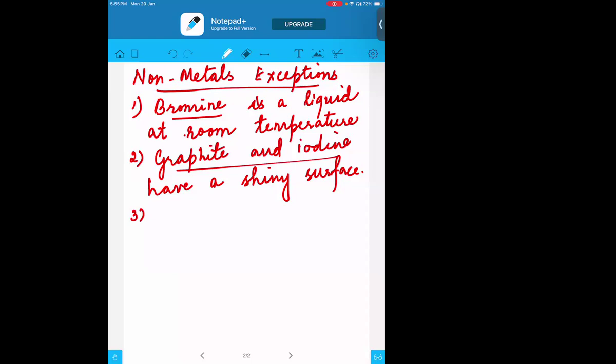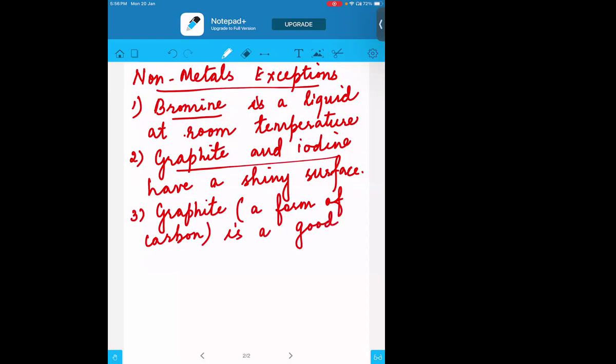Then coming to the third one, the non-metals do not conduct electricity. We know that the non-metals cannot conduct electricity, but graphite, which is a form of carbon, what can it do? It can conduct the electricity, and that is why we say that it is a good conductor of electricity.